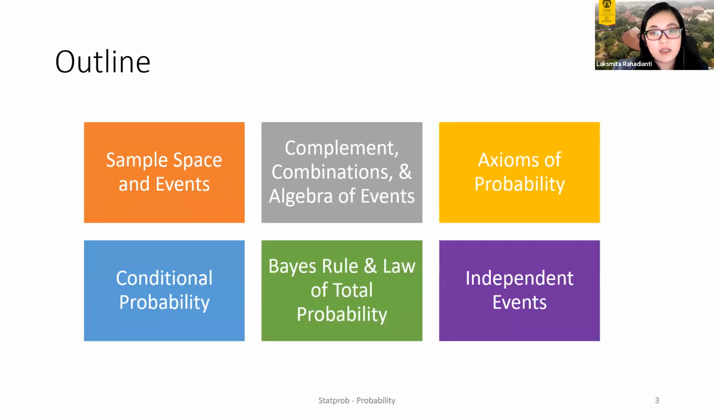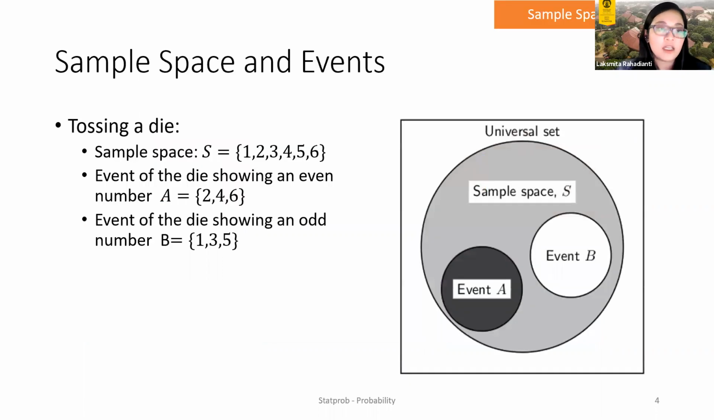And this is the basic outline of the topics that we have in this chapter. And if you recall, we already covered sample space and events. We've talked about the algebra of events and axioms of probability. As a brief review, I'm going to go through it once more. So first is about the sample space and events.